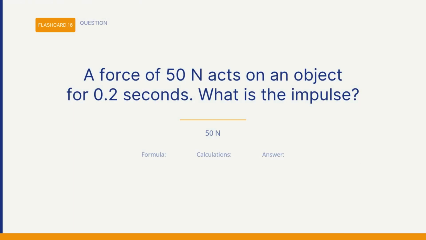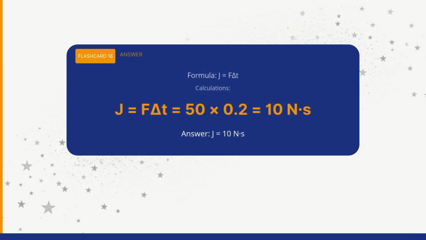Flashcard 16. A force of 50 newtons acts on an object for 0.2 seconds. Calculate the impulse. Remember to select the correct formula and include the correct unit. The correct answer is: start with the formula, J equals F delta T. The force is 50 newtons, and the time interval is 0.2 seconds.